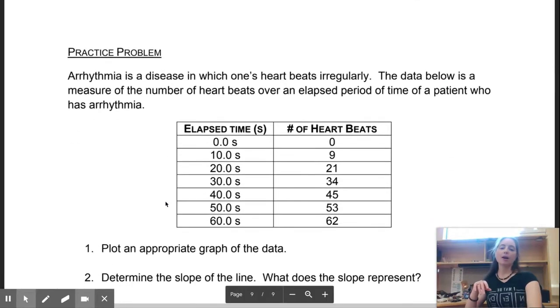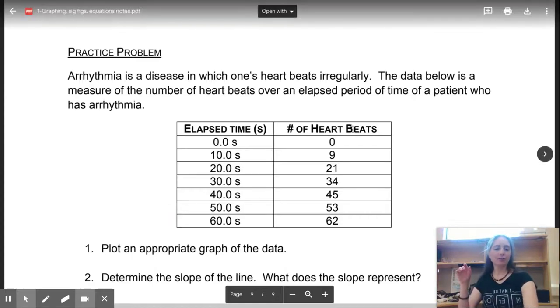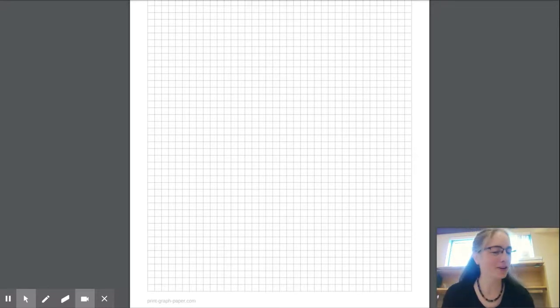Okay. So practice problem. We have data, and we are then going to go through our graph and look at all of these questions here. Now, I'm just going to pause filming for a moment, and then I'm going to get myself some digital graph paper. Okay? All right. Back. So I got graph paper. Now, what I need you to do is have your notes out for this one.